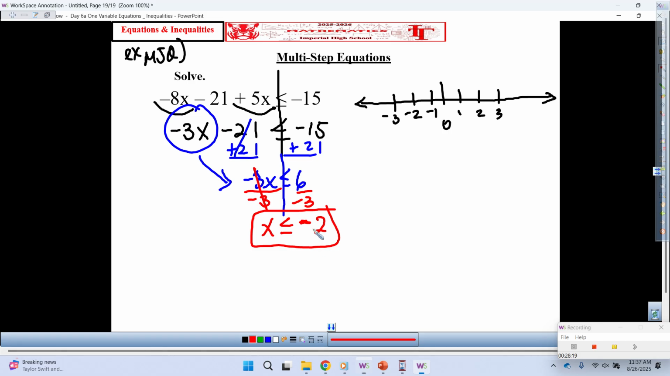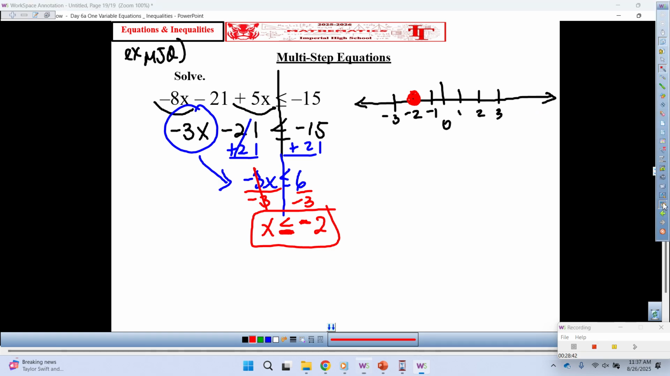First, the solution is what? X is less than or equal to negative 2. Let's go to negative 2. First, we start with an open point. Then we check: does this have an equal sign? Yes, so we do a solid point.